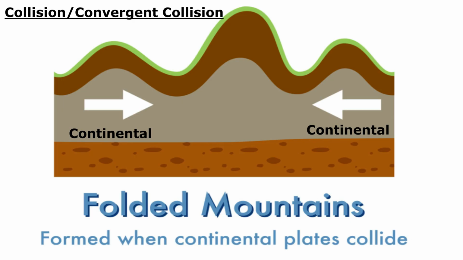The final plate boundary type we'll be looking at today is collision plate boundaries, also known as convergent collision. Similar to destructive plate boundaries, 2 plates converge and crash into one another. The difference this time is both plates are continental crust, as they are the same type of crust. Neither is denser than the other. Because of this, no subduction will occur, leading to the plates crashing and crumpling upwards instead. This leads to the land buckling upwards, creating fold mountains.